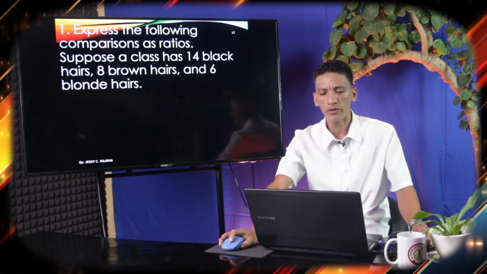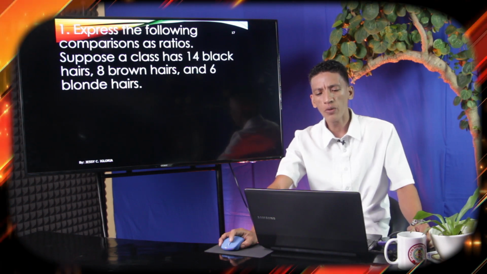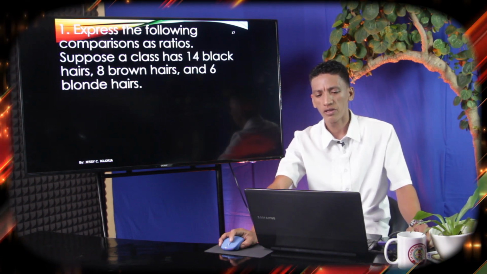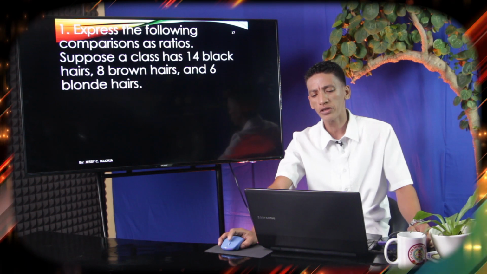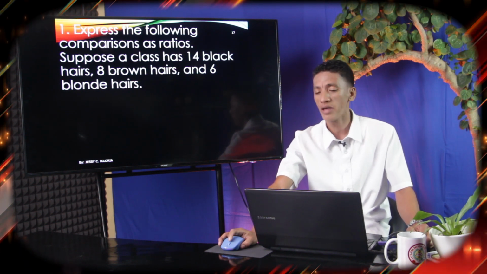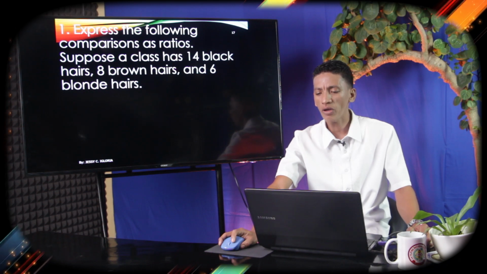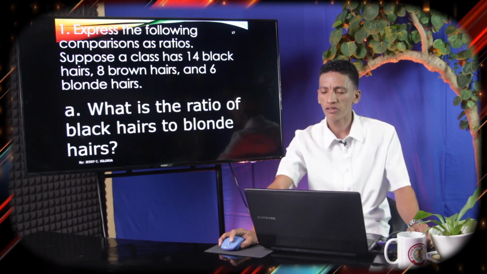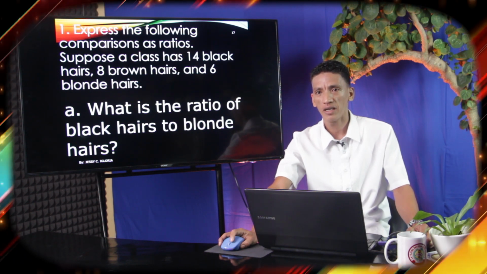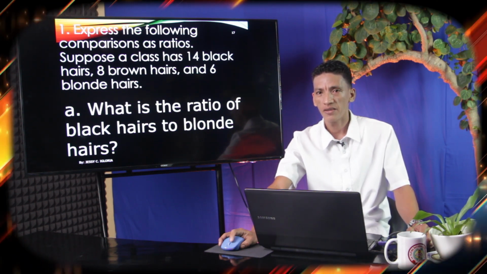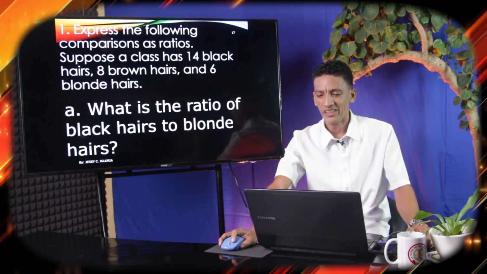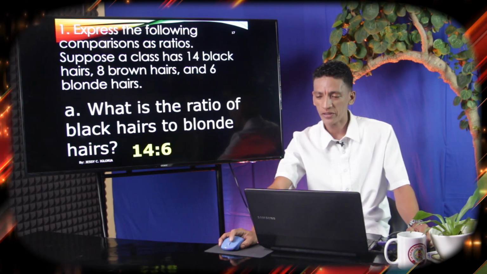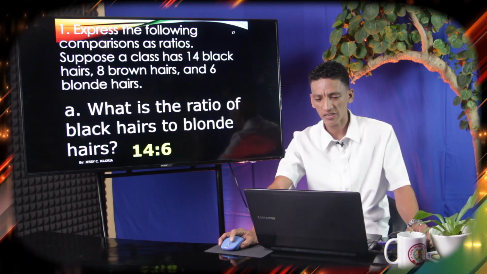We have here an example. Express the following comparison as ratios. Suppose a class has 14 black hairs, 8 brown hairs, and 6 blonde hairs. The question is, what is the ratio of black hairs to blonde hairs? The answer is 14:6.